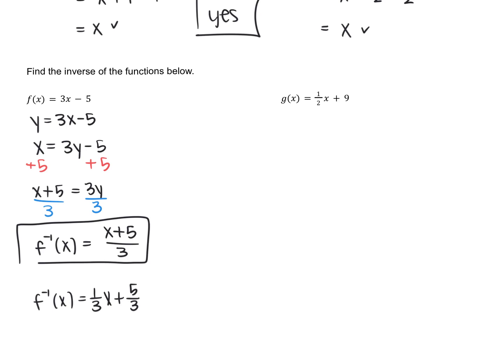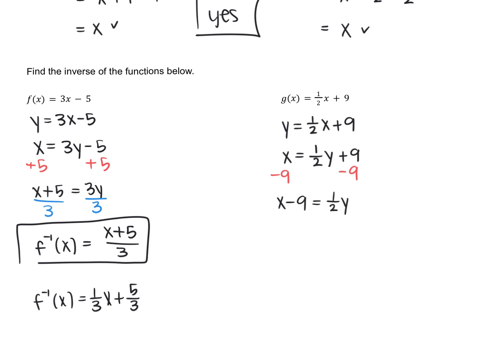For our second example, we have g of x equals 1/2 x plus 9. So again, we're going to start by writing y equals, and then 1/2 x plus 9. Switch x and y, so we get x equals 1/2 y plus 9. Now we're going to subtract 9 from both sides. So we get x minus 9 equals 1/2 y.